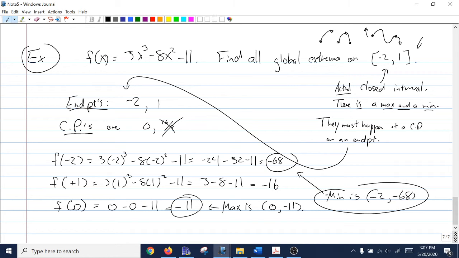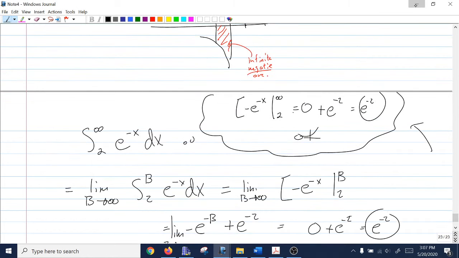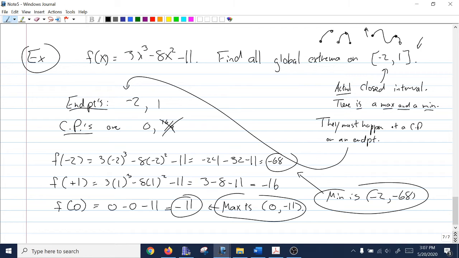Cool. That's the max, that's the min. Once I knew they existed, it just came down to checking all the possibilities and not worrying about increasing, decreasing, whatever. Now that I've plugged in these numbers, I can tell you some stuff about the increase, decrease. At negative 2, I had negative 68. At 0, I had negative 11. And then at 1, I had negative 16.